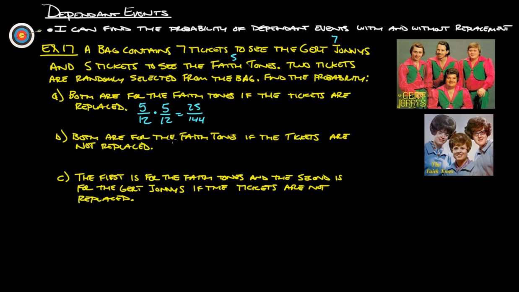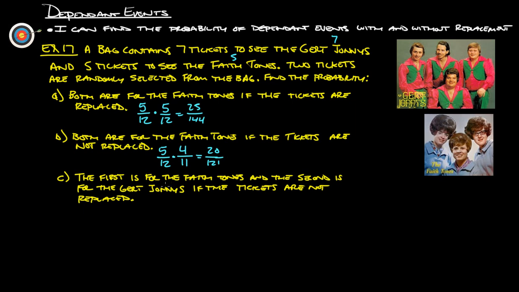Okay. Both are for the Faith Tones if tickets are not replaced. So again, the first one's still going to be 5 out of 12, but now you have one of those tickets out. So now there's only 4 left for the Faith Tones, and there's only 11 total tickets left. So now that turns into 20 out of 121.